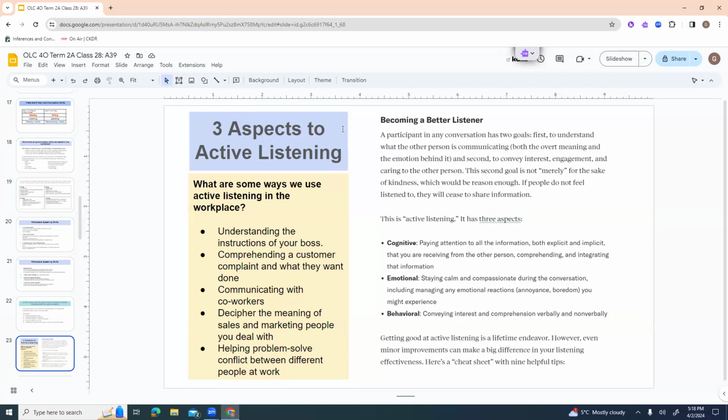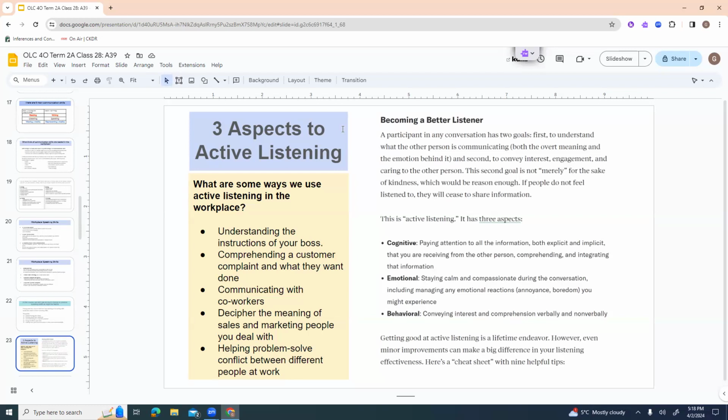Understanding the instructions of your boss, comprehending a customer complaint and what they want done, communicating with your coworkers, deciphering the meaning of sales and marketing people that you deal with, helping to problem solve conflict between different people at work, becoming a better listener. A participant in any conversation has two goals.